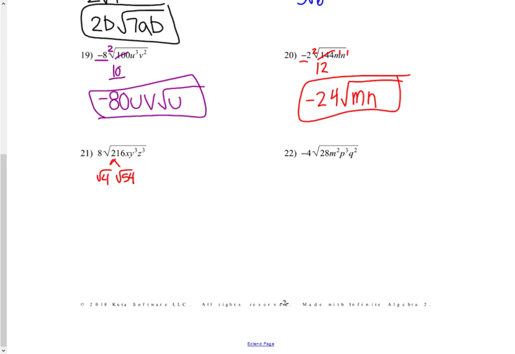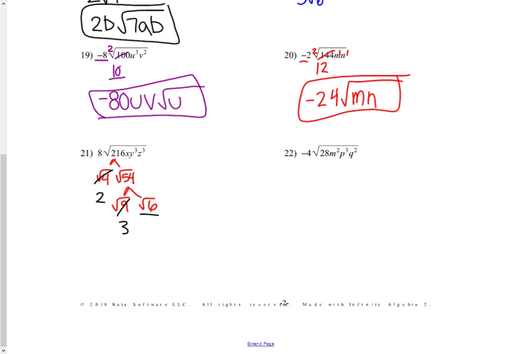I know the square root of 4 is 2, so I can bring a 2 out. I can't take the square root of 54, but I can break the square root of 54 down into 9 times 6. And then I know the square root of 9 is 3, so we can pull it out. We can't simplify the square root of 6. It's not a perfect square. We could break it into 3 and 2, but neither of those are perfect squares, so 6 has to stay underneath.